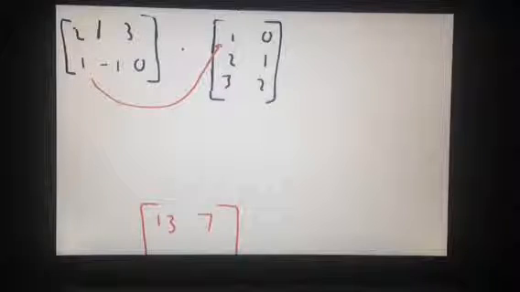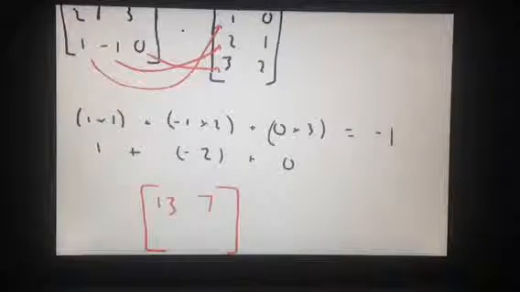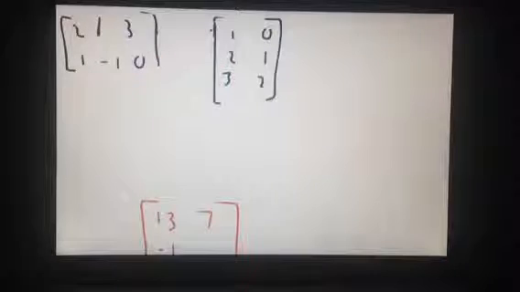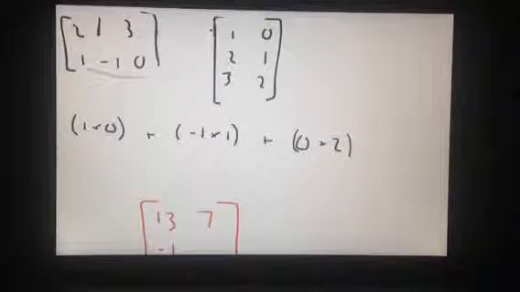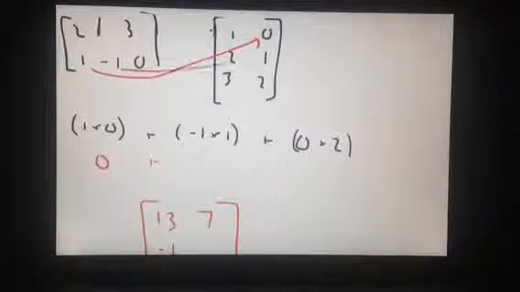And now finally, we'll take the bottom row of our first matrix and multiply it by the second column of our second matrix. So you multiply 1 by 0, that gives you 0. And then you multiply negative 1 by 1, that gives you negative 1. And then you multiply 0 by 2, that gives you 0. And your answer, which is negative 1, will fit in the last spot of our answer, which is the bottom right part of our matrix.